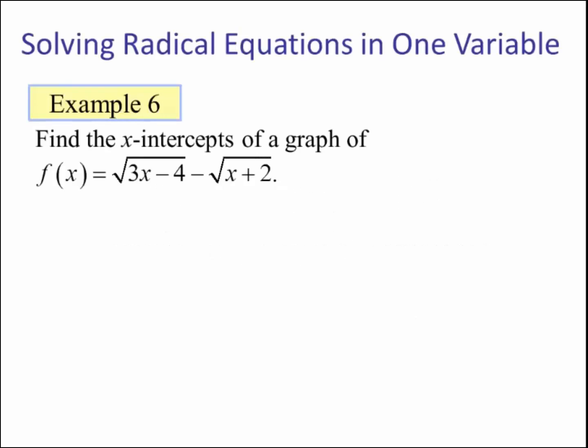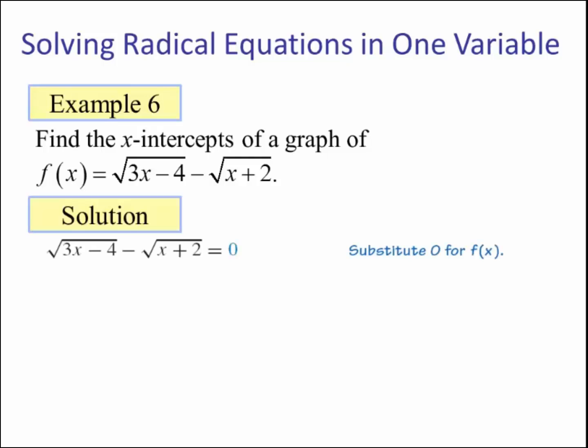Lesson objective. Our last example, example 6. Find the x-intercepts of the graph f of x equals the square root of 3x minus 4 minus the square root of x plus 2. Solution. To find the x-intercepts, we let f of x be 0 and we solve for x.